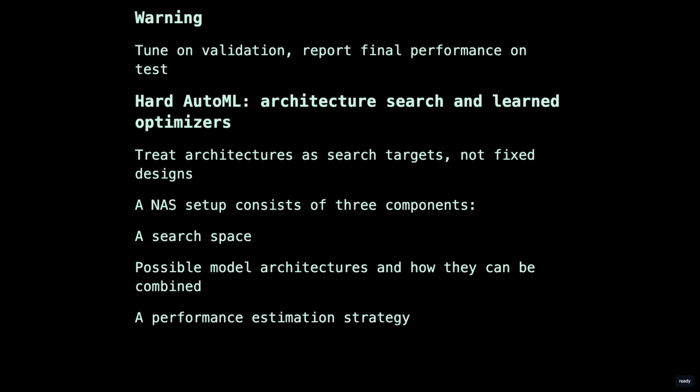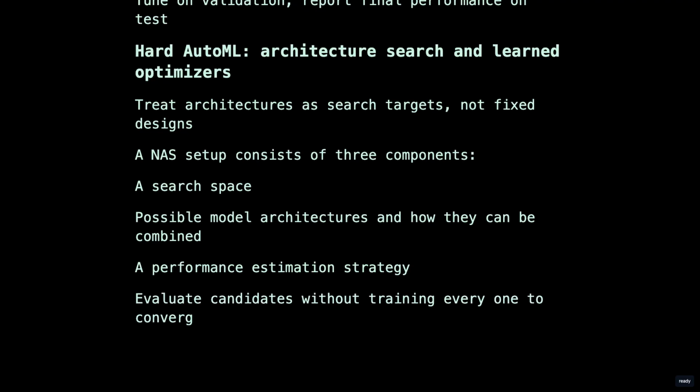A candidate architecture has to be judged somehow, but full training can be too expensive. The estimator gives a cheaper proxy for how good that architecture might be. This is where the savings come from. If you have hundreds or thousands of candidates, full training for everyone can turn search into a massive compute problem.